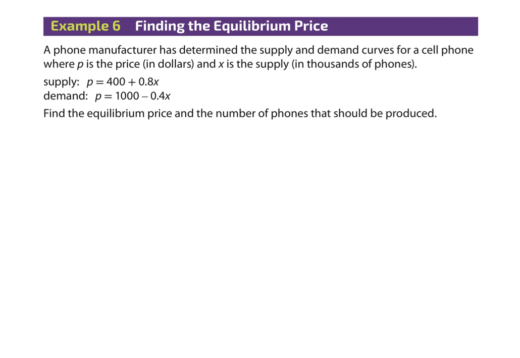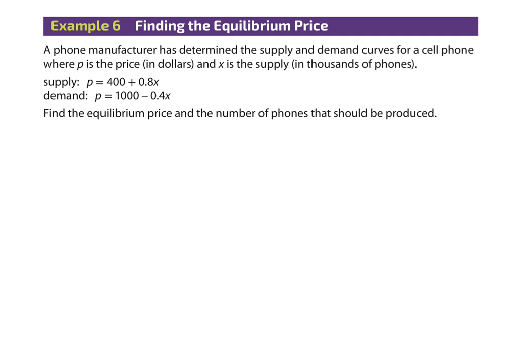A phone manufacturer has determined the supply and demand curves for a cell phone, where P is the price in dollars and X is the supply in thousands of phones. For supply, we have P, or the price, equals 400 plus 0.8x. For demand, we have P equals 1,000 minus 0.4x. Find the equilibrium price and the number of phones that should be produced. All they're saying is find the price point that meets both of those, and then how many phones. So they're really asking you to find your P and your X. That's all they're asking for, all right?